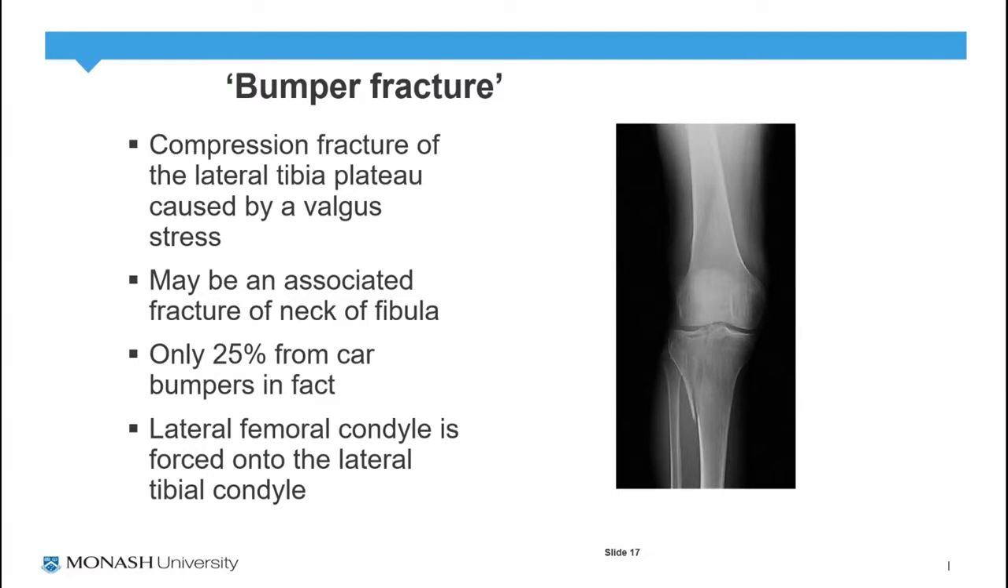Only 25% of fractures caused by car bumpers is actually termed a bumper fracture. This is because of compression on the lateral tibial plateau, and this causes a valgus stress. The lateral femoral condyle is forced onto the lateral tibial condyle. So on this image, we can see that there is a compression fracture of the lateral tibial plateau, and it has a vertical appearance. It can also be associated with a fracture of the neck of the fibula.